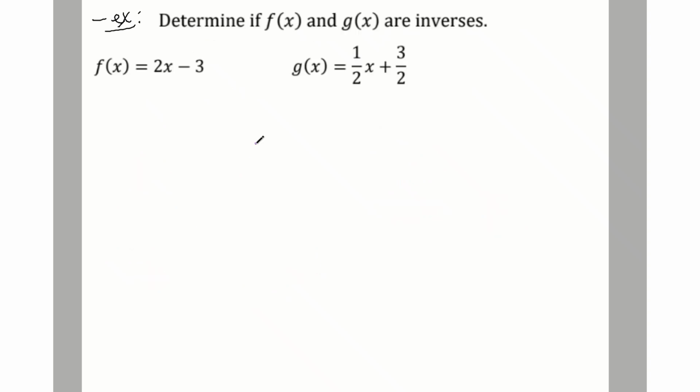All right, let's do it again. This time, we just are going to determine if f and g are inverses. So we're going to do the same thing, okay? I'm going to start by taking f of g of x, and I also want to do g of f of x. All right, so I'm going to start with this one. This means that I want to take g of x and plug it in. So this is 1/2 of x plus 3 over 2.